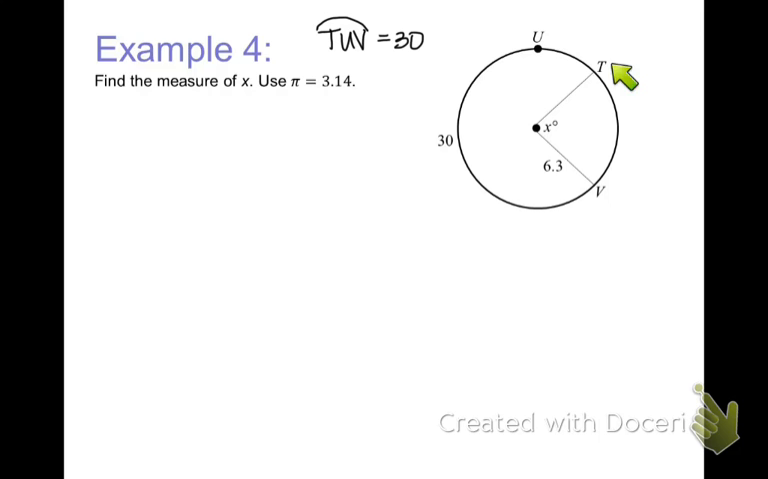You need a portion that you've eaten, which would be this arc length right here. And then you would need the whole, which would be the circumference. Do you have enough information to find the circumference? Let's start there. How do you find the circumference? 2 times pi times 6.3. But I was told not to use pi, I was told to use 3.14. So I will be typing into my calculator 2 times 3.14 times 6.3.